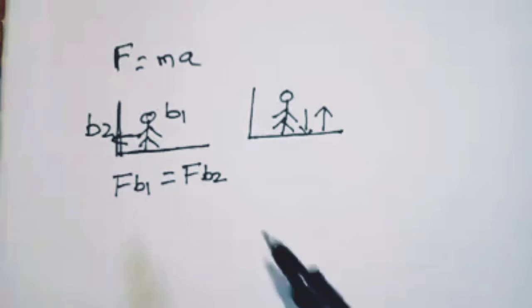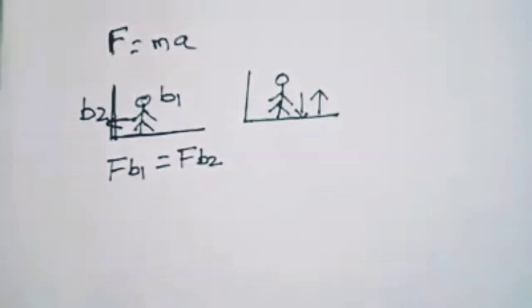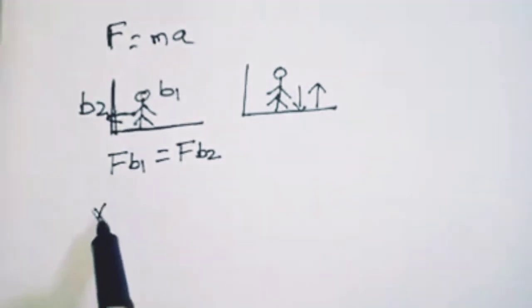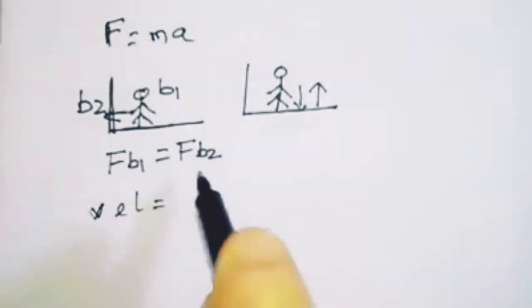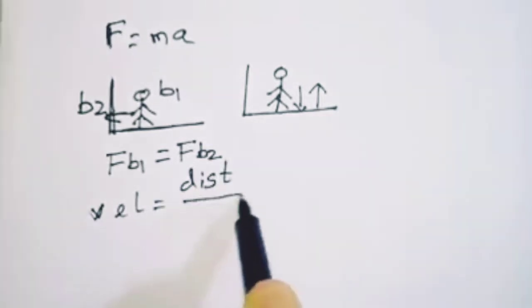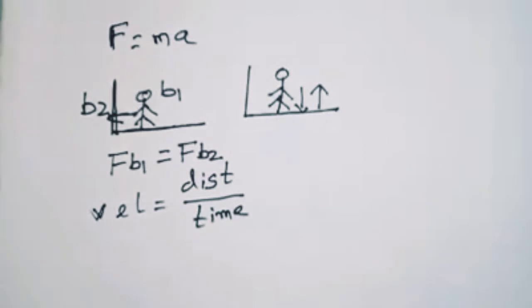Right, so this is the force on body 1 and this is the force on body 2. Now we also need to understand what velocity is. Velocity, if we write it, equals distance by time. We know this. So velocity would be equal to distance by time. Now what are the units for that? Let us see what the units are.